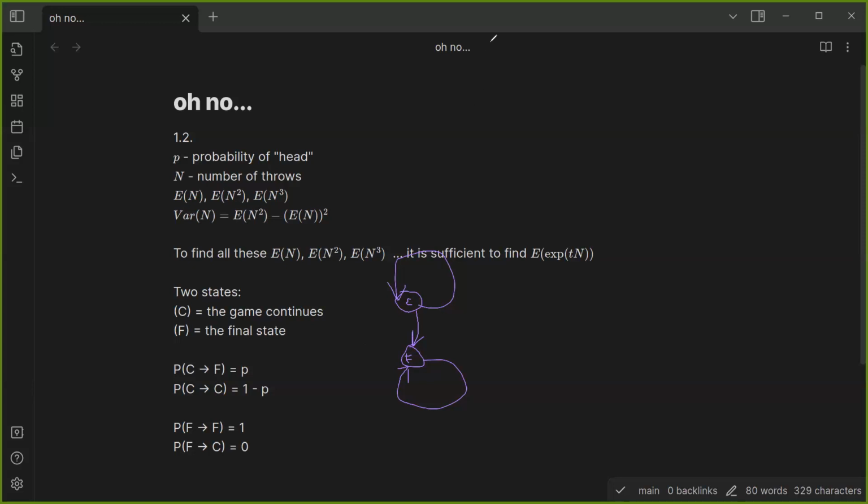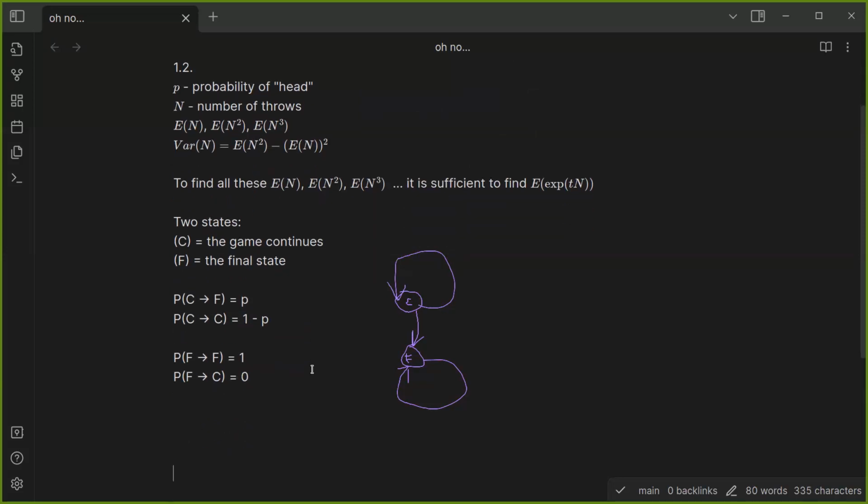Okay, let's continue. Let's see how I can switch off this drawing. Yeah, and it stays here. Oh, I need to remove it somehow.